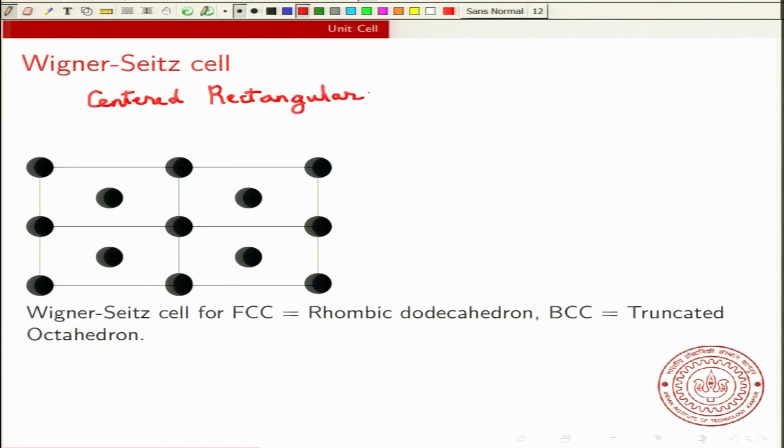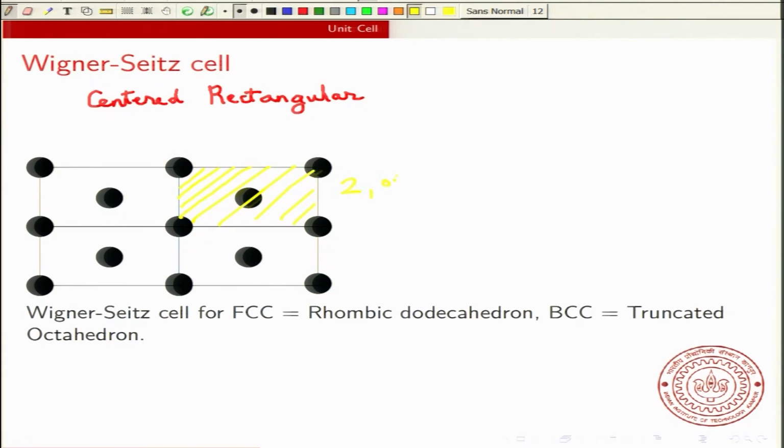I emphasize that I have not really discussed lattices in detail, but just take this as a given that this is a centered rectangular lattice. And you can easily see that if you choose a unit cell, you can choose this yellow shaded region as a unit cell, and this unit cell will contain 2 points.